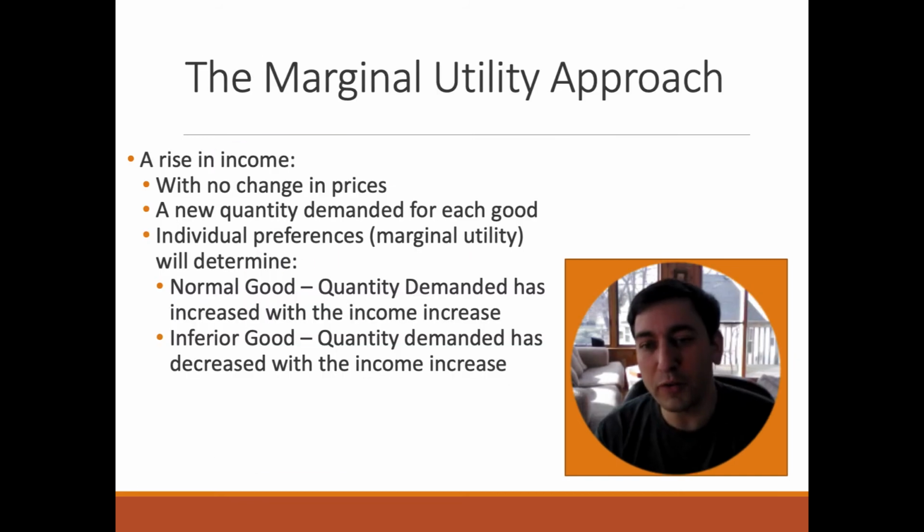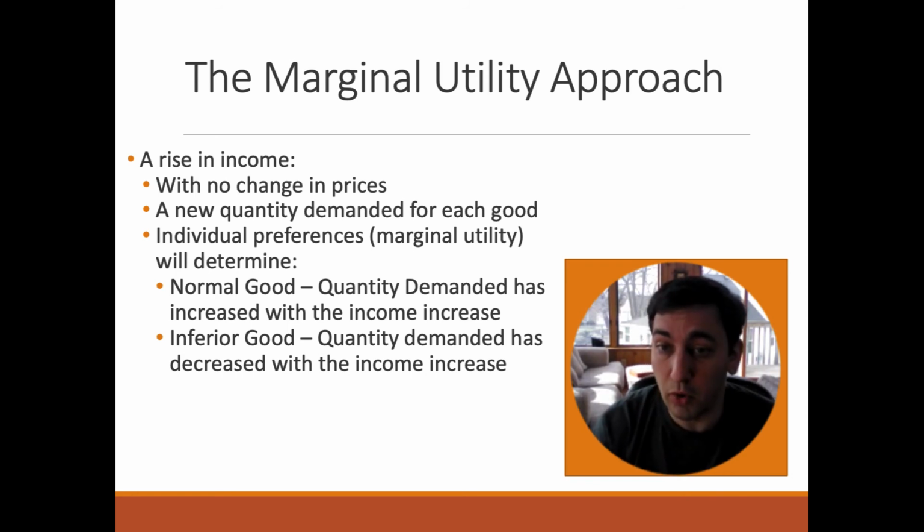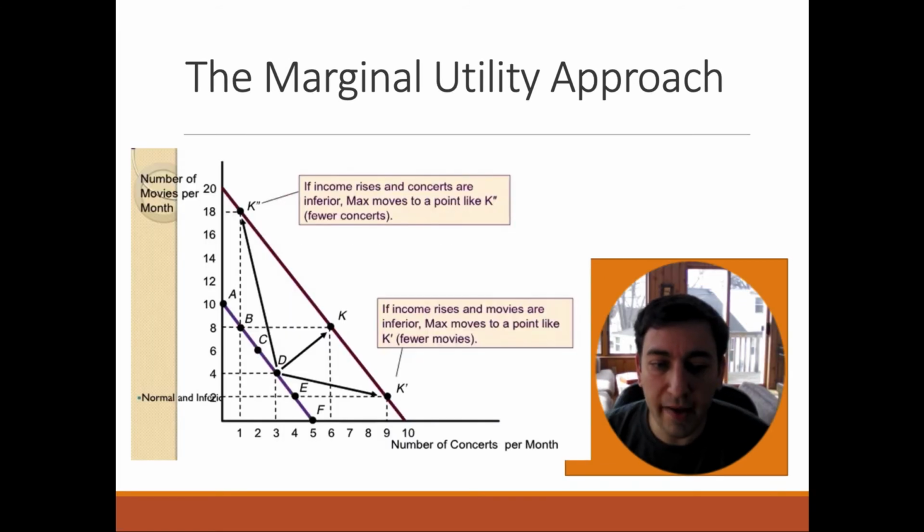Now with this marginal utility approach, we can actually graphically see some of these changes we had talked about, like normal goods and inferior goods. So if your income goes up and you're buying more or less of a good, that's our definition of normal good versus inferior good. So let's visually show what that looks like. This purple line here was what our original budget constraint was.